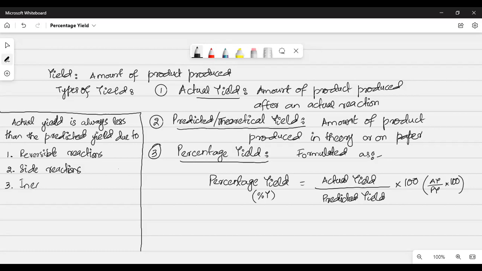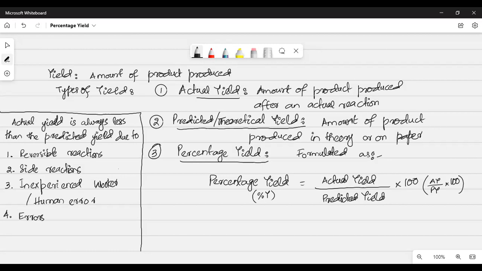Another, third thing is inexperienced worker. We can also call it human error. Anyone can make an error. Anyone can make a mistake. No matter how experienced or how inexperienced, it can be completely unintentional and you may make a mistake.